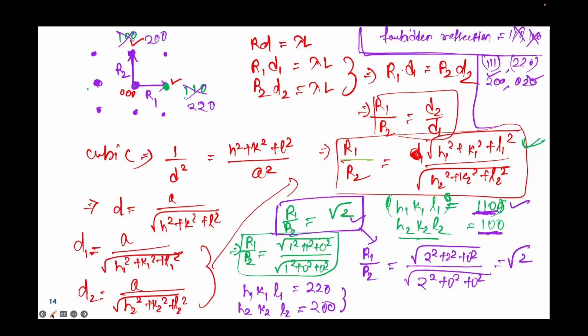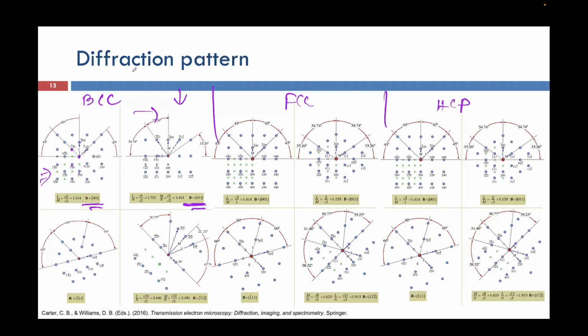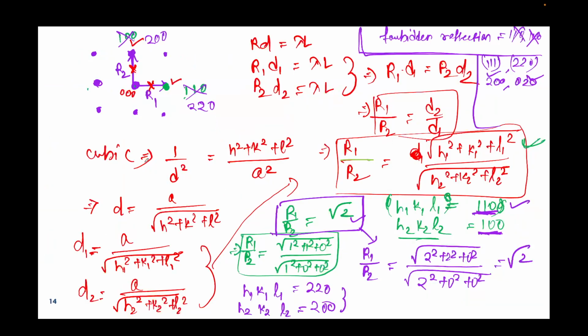Then you can ask that if you are talking directly about 200 and 220, then where are these 220? 220 is somewhere here, and the diffraction spots which are not coming, we put an X here. If you see, somewhere we are putting all these diffraction spots, however we are putting X. X means these are the forbidden reflections in that zone axis. Okay, so this is how we index a diffraction pattern, by considering the selection rule and by putting the formula Rd is equal to lambda L.